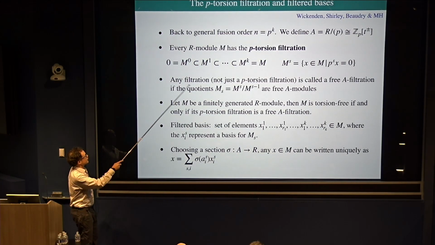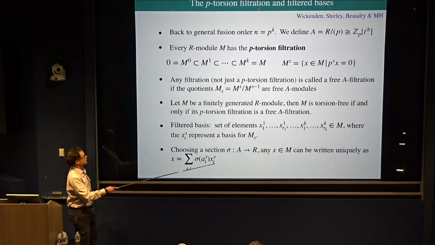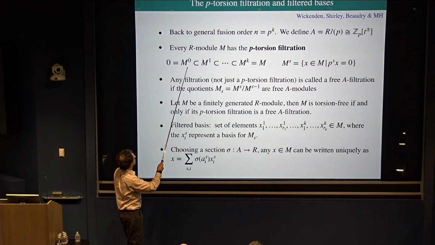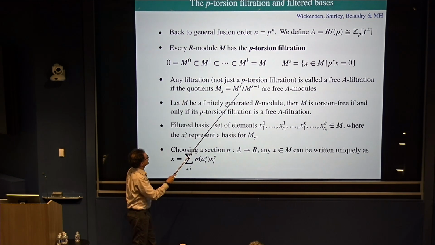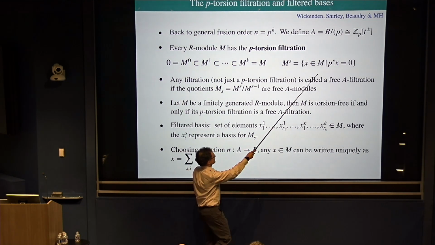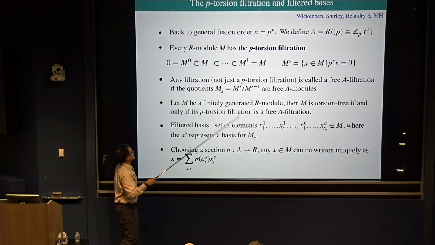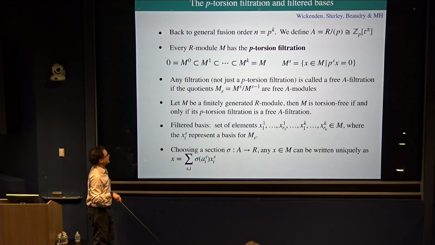There's a certain structure in these R modules at fusion order P to the K that we use. What you do is you have a sequence of inclusions of submodules, where M sub S is just everything that's annihilated by P to the S. Okay, and these sit inside each other. This is something called a filtration.